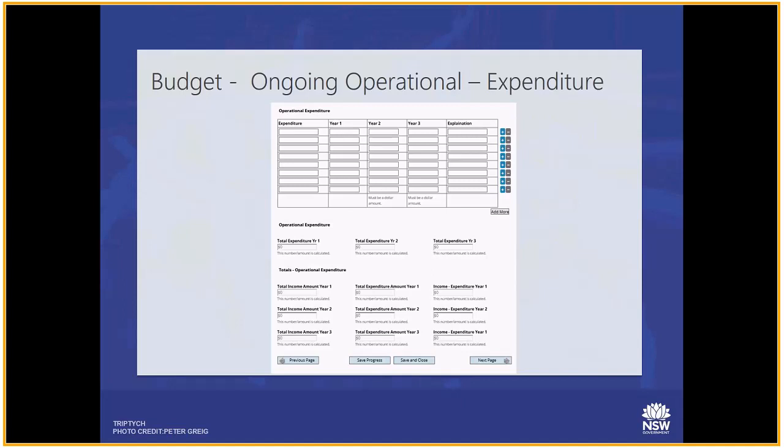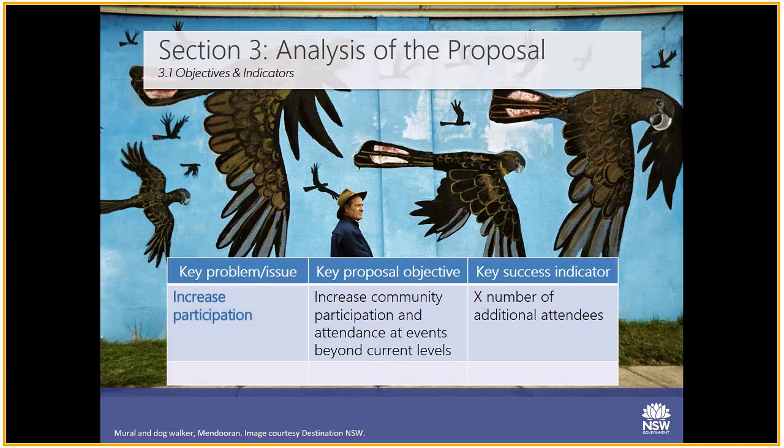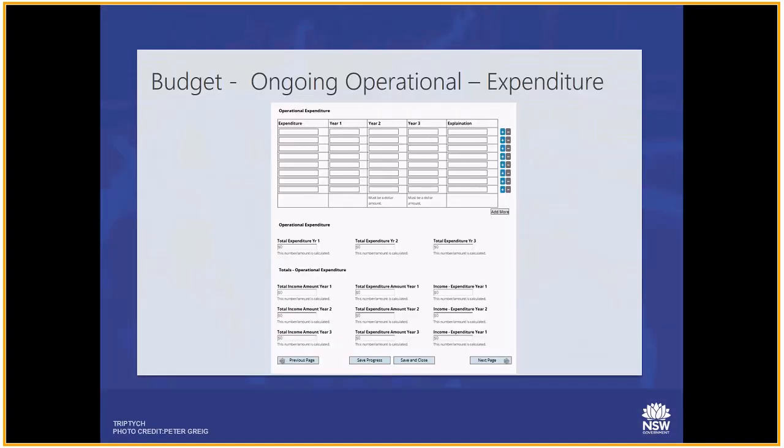The budget you can see on screen now is ongoing operational expenditure. The same goes for operational expenditure as did for income. You must demonstrate that the project can be resourced into the future. Here is where you list your annual outgoings such as rent, repairs, maintenance, services, fees, management, staffing costs and programming costs.